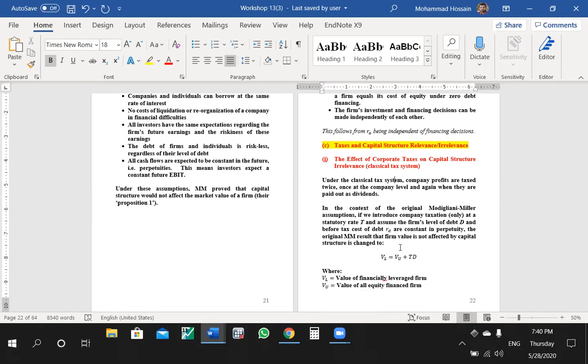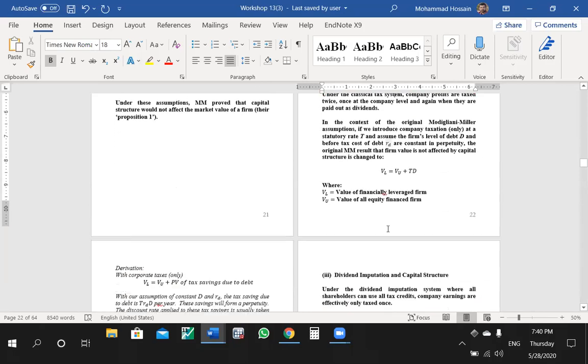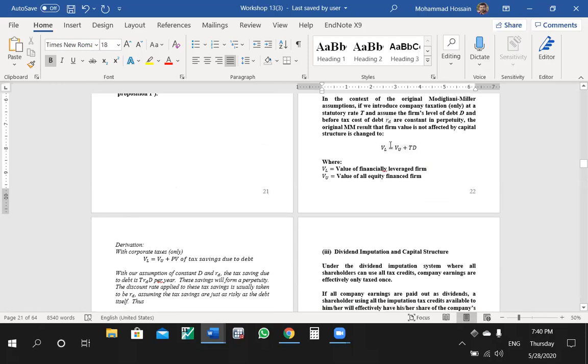And here they showed you VL, the value of a financially leveraged firm, is equal to the value of an all-equity financed firm plus the tax shield. All the money that they have raised as capital, all the money came from issuing shares. None of the money came from the bank as a loan. Okay. Yes.